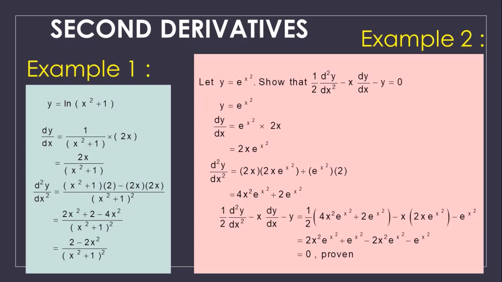Finally, substitute d squared y over dx squared, substitute dy over dx, and substitute y into the equation given. From here, we can expand, simplify, and finally, we get the answer equal to 0. So, we prove the equation as true.